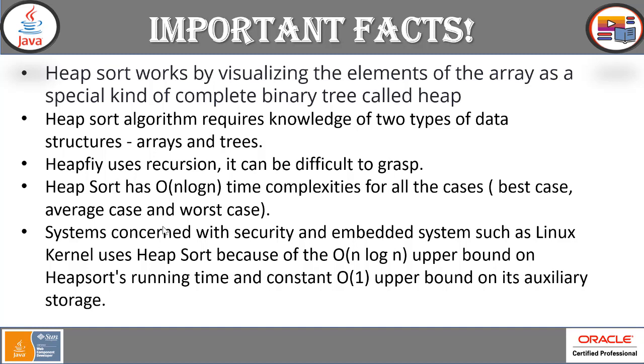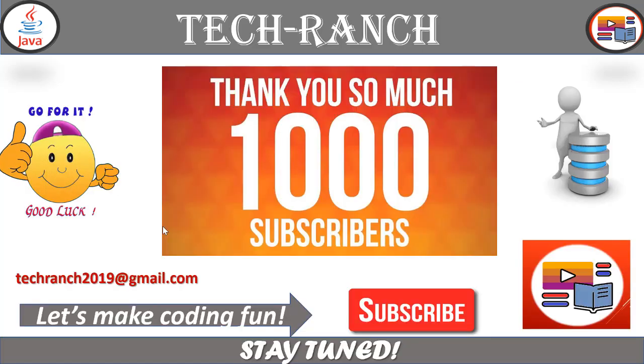Systems concerned with security, in embedded systems such as the Linux kernel, use heap sort because of the O(n log n) upper bound on heap sort's running time and constant O(1) upper bound on its auxiliary storage. So in short, systems where we include security in embedded systems are the place we use the heap sorting algorithm, because its complexity is more efficient for that particular process. So this is all about the heap sorting algorithm.